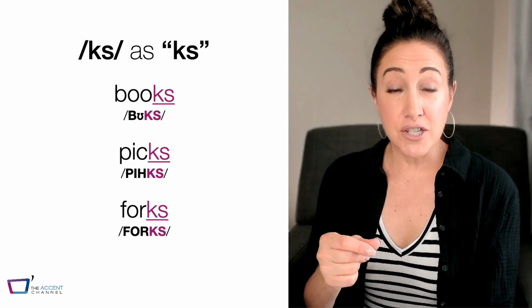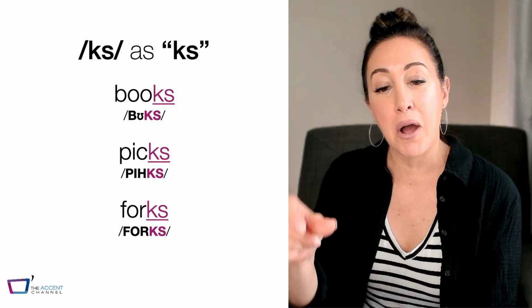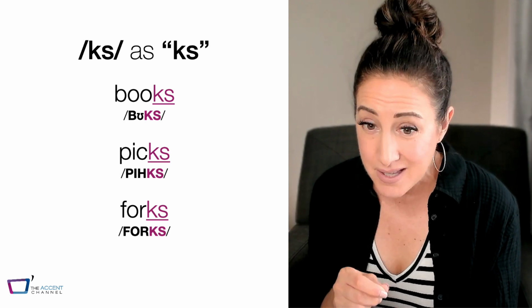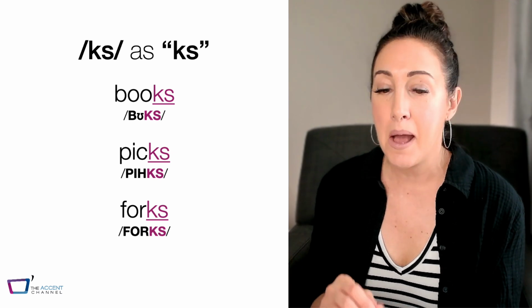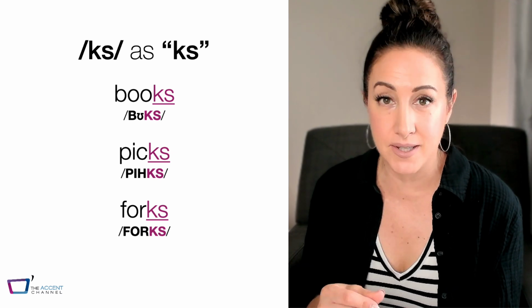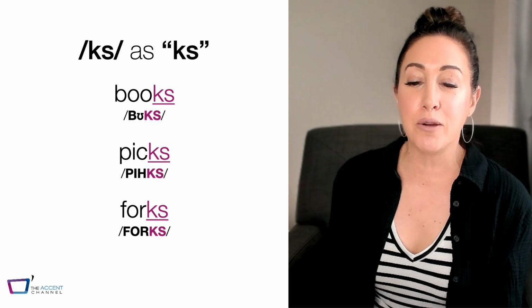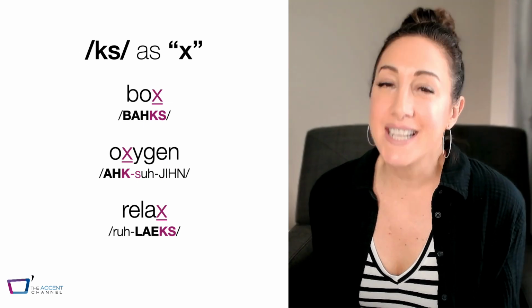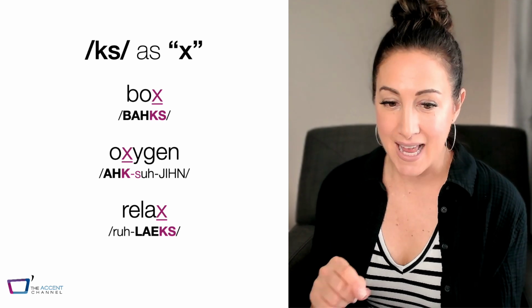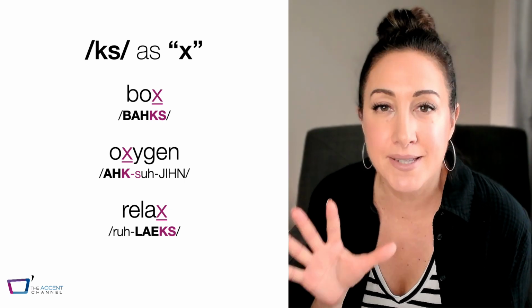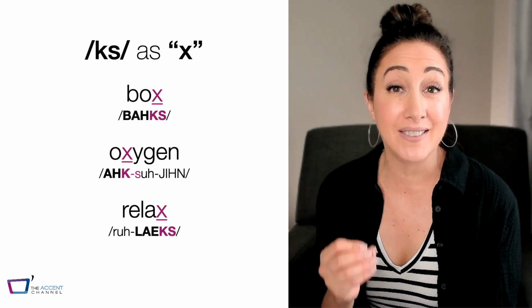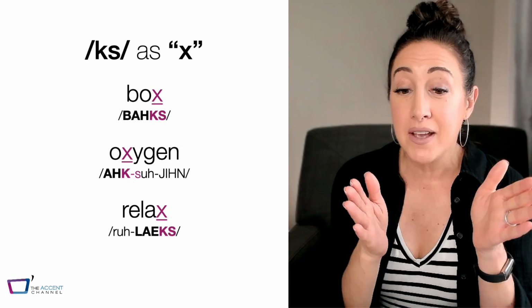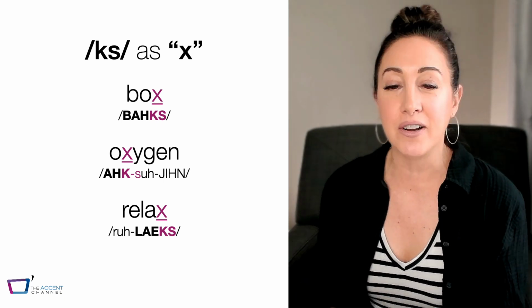If English is not your first language, make sure you're pronouncing both parts of the KS sound, particularly in plurals like books, picks, forks. There are lots of others, but make sure you're pronouncing both sounds. Really important here. Now let's practice X, spelled as X. This is exactly the same sound. It's just represented by the letter X. So keep doing what you've been doing. Pronounce both sounds. Let's practice a few together.